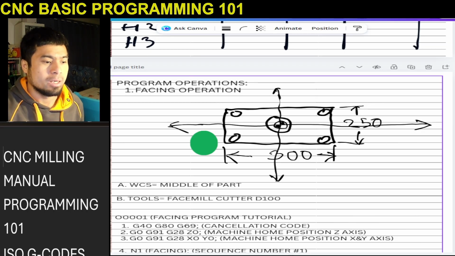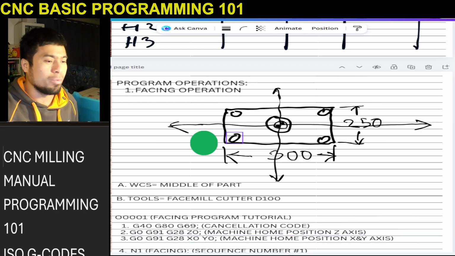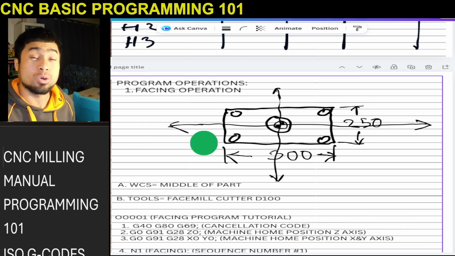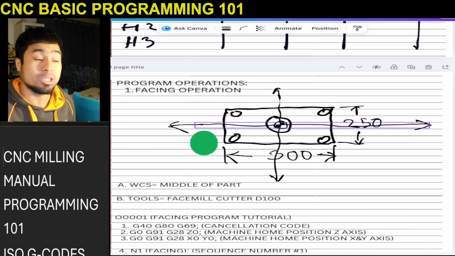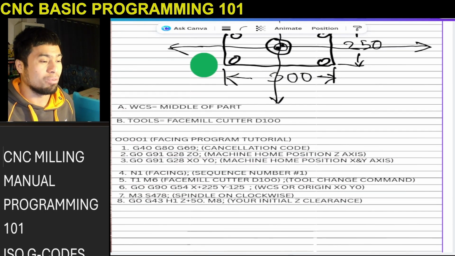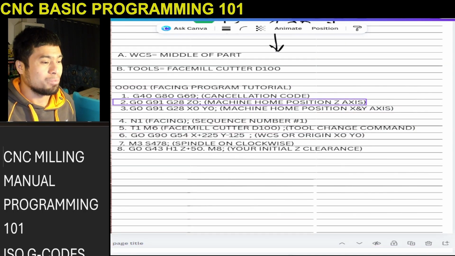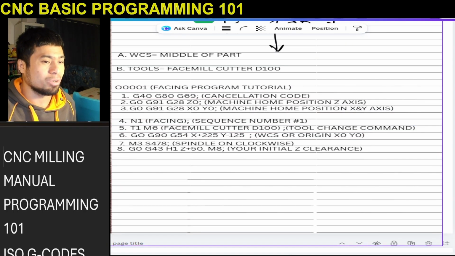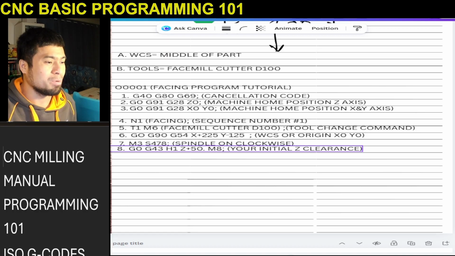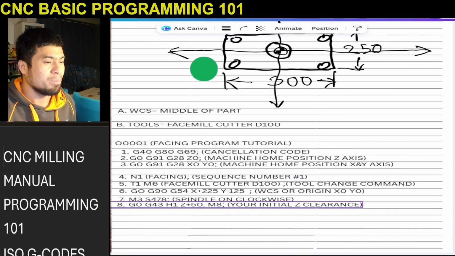Today's video we're going to continue our tutorial from pacing operations. Previously we already tackled up to 8 blocks. So just to recap, previously we tackled about this.